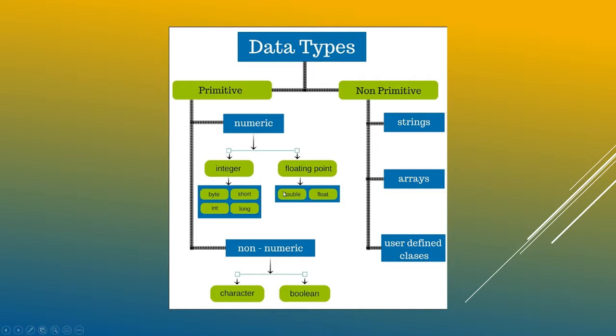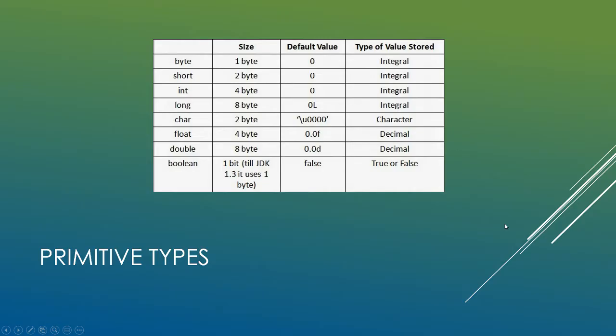Under our primitive data types, we have numeric data types that are integer: byte, short, long, and int. And we have numeric data types that are floating point, have decimal places: float and double. We have non-numeric data like character data and Boolean data. Now our non-primitives offer us much more complicated combinations of data like strings, arrays, dates, other user-defined classes.